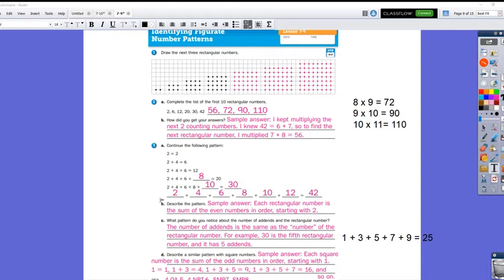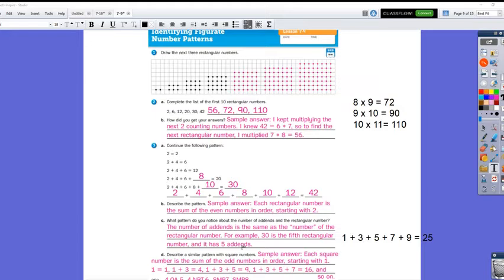And how many addends? That means what do they add together to get it? 2, 4, 6, 8, 10. That's 1, 2, 3, 4, 5. So yes, it does have 5 addends. So let's go on to D.